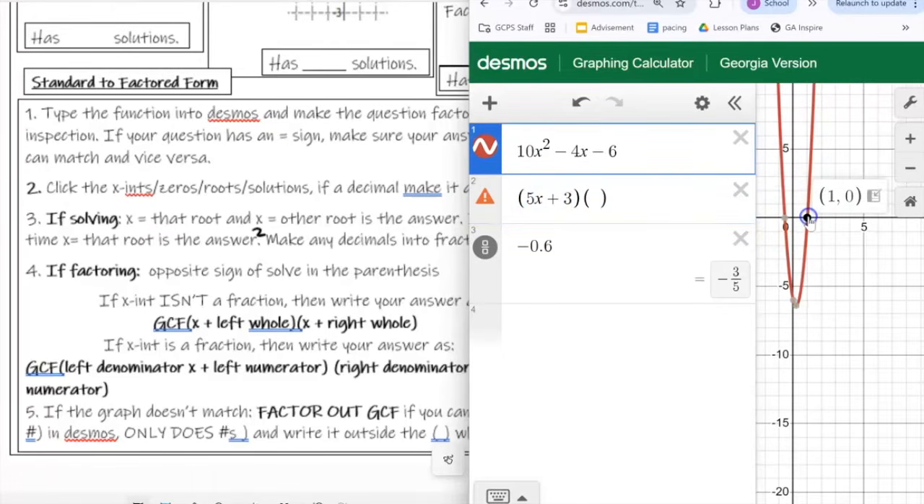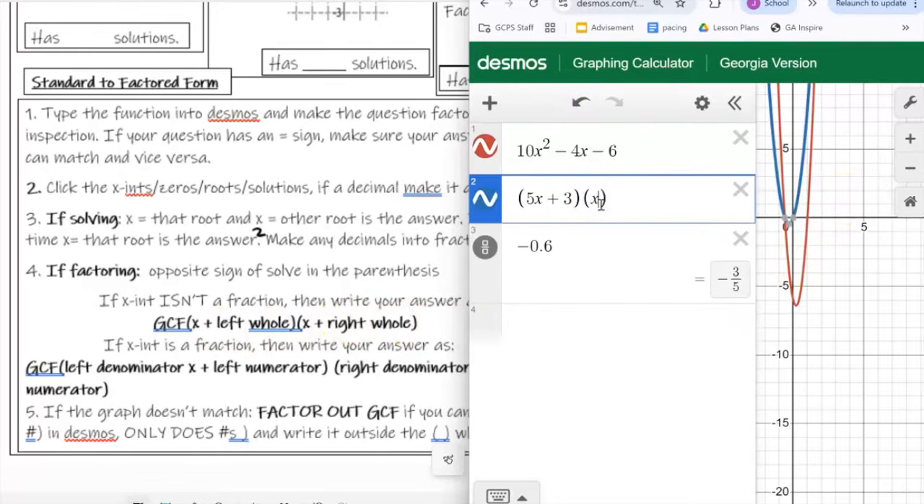And then this one is just going to be a whole number. If it's a whole number, you just write x plus that whole number or x minus that whole number. So in this case, it's 1, so we're going to change that to x minus 1. All right, now here's the issue. There's no equal sign there, but my graphs are not matching.